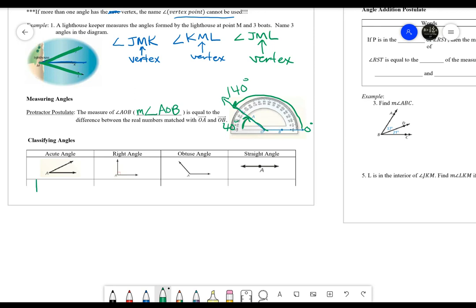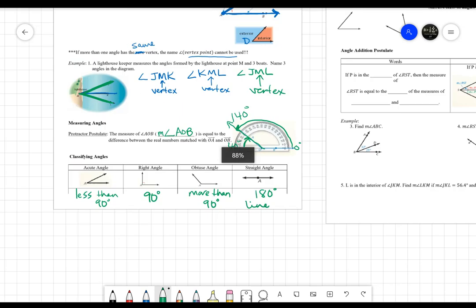Now, another thing we're going to do is we're going to classify them by both their angles and their directions. So an acute angle is less than 90 degrees. You can think of it as a cute little angle, you know, like a baby's cute. Okay, a right angle is exactly 90 degrees. An obtuse angle is more than 90 degrees. And a straight angle is exactly 180. Another word for that would be a line.